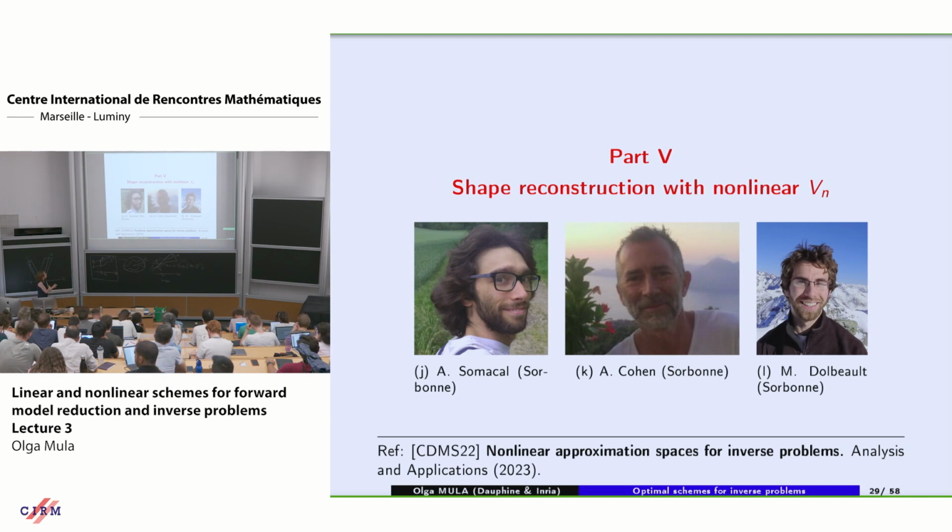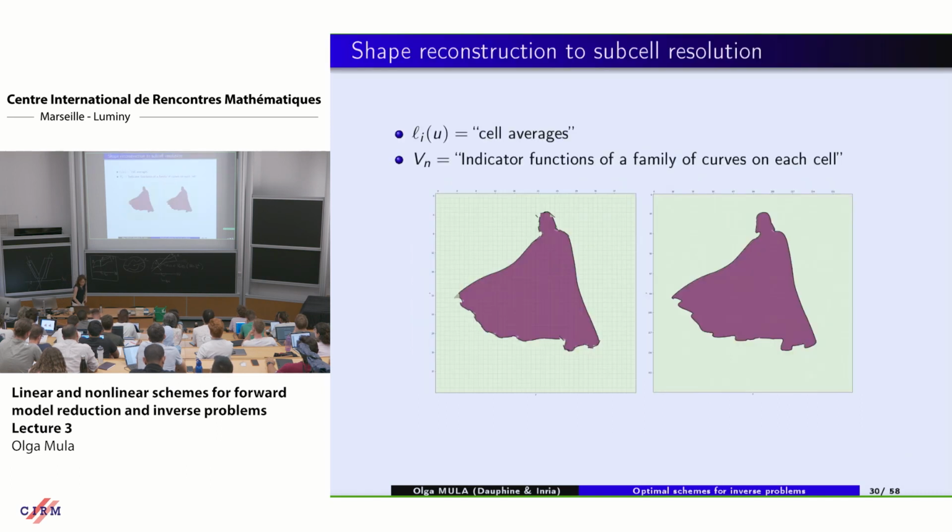So the first example is this shape reconstruction with a nonlinear Vn that Agustin Somacal is developing in his PhD thesis with Albert Cohen and myself. And Mathieu Dolbeau, another PhD student, was also a bit involved in the thing. The main idea, the main goal that we are trying to pursue here is the following.